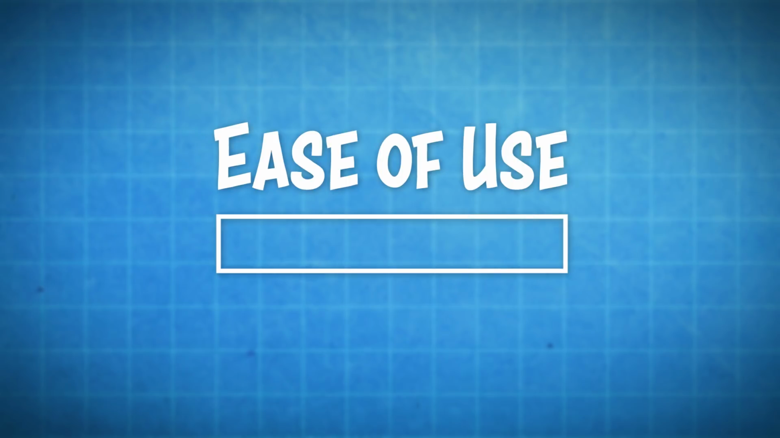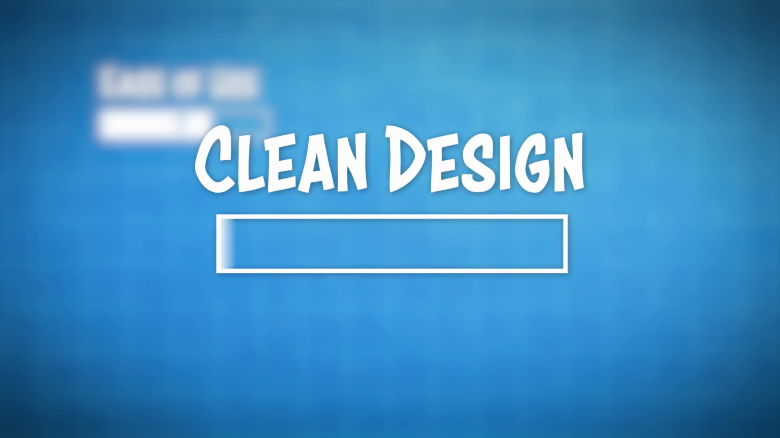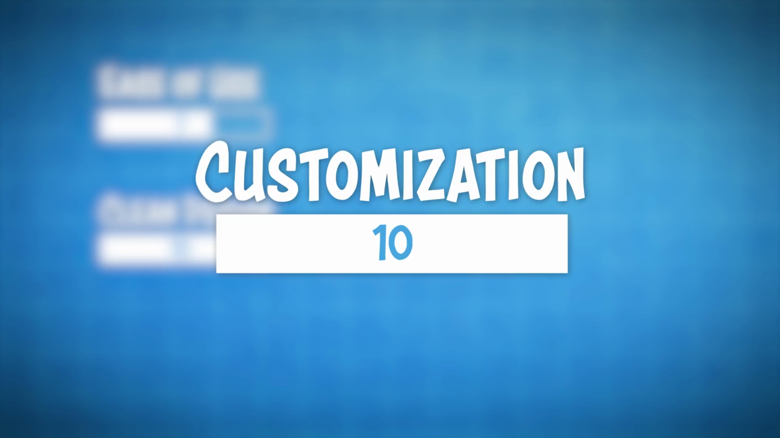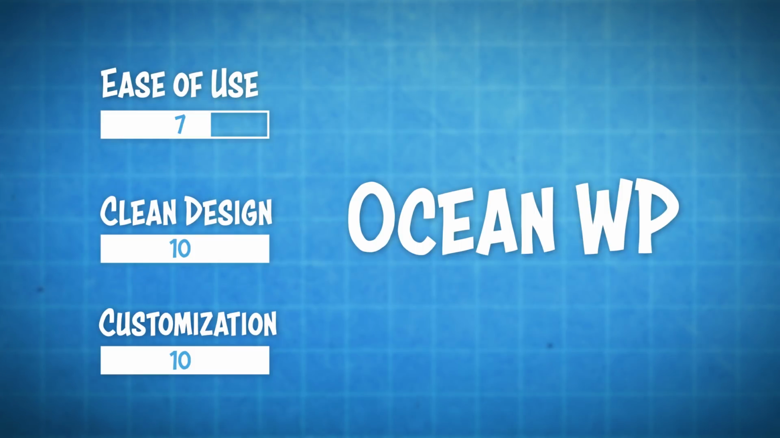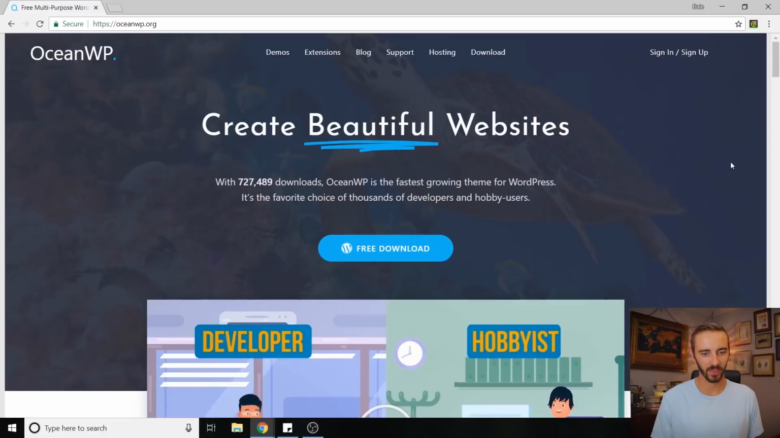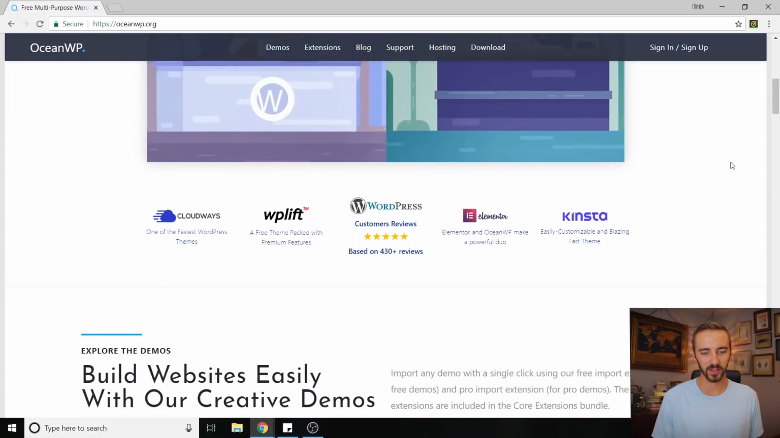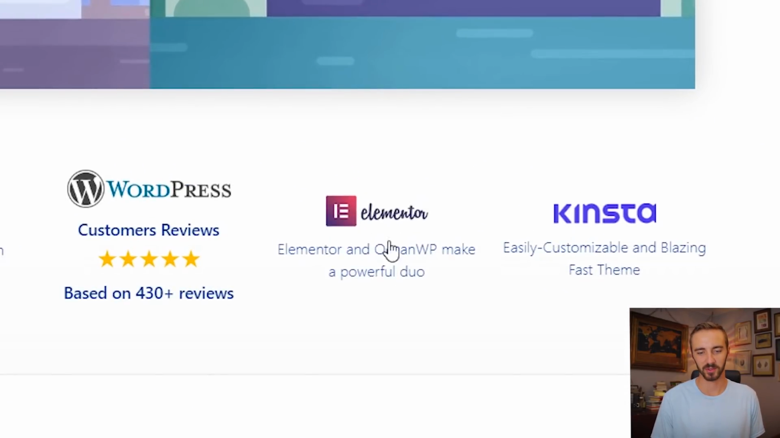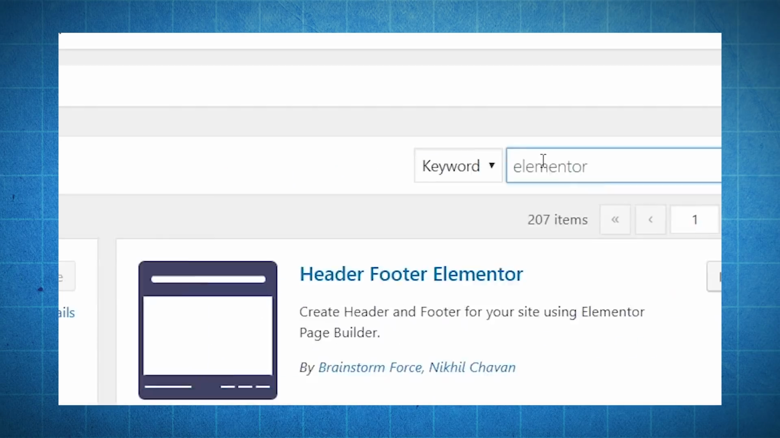I would give this one ease of use about a 7, because yes, beginners can learn it, but it might take a little bit of time to work out. And I would give this one a 10 for clean design, and a 10 for customization, because endless opportunities with a page builder. So if you're going to get Ocean WP, you need to get ELEMENTOR. If you go to your WordPress dashboard and search for new plugins, you can just search ELEMENTOR and find it like that.